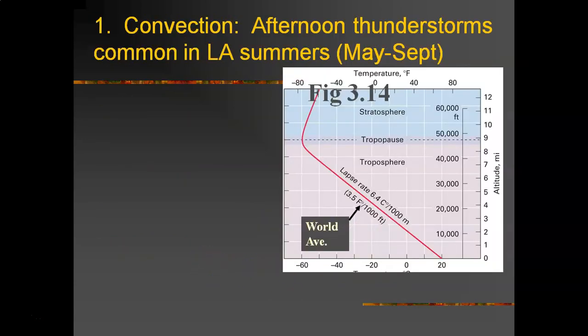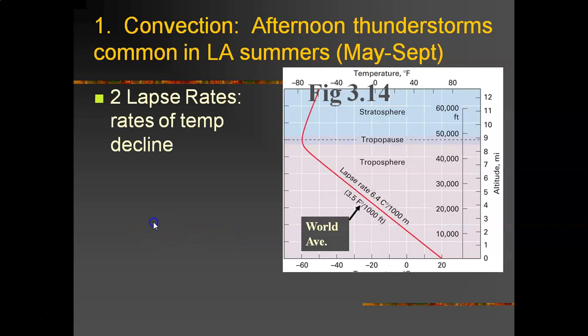All right, convection represents afternoon thunderstorms. It's very common in Louisiana during the summers, and it's the main way we get precipitation in summertime. Usually it begins in May and runs through September, and is usually pretty much done by October in the southern United States.